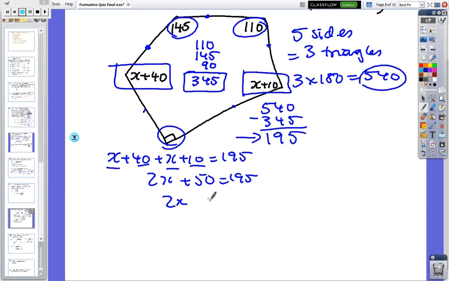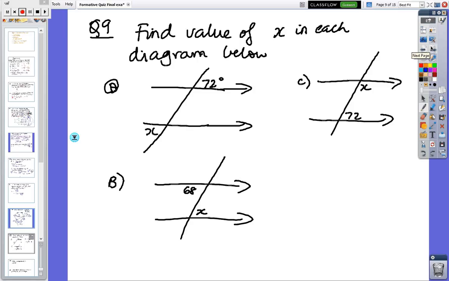So 2X equals 145. Subtract 50 from both sides and then just divide through. So it's 72.5 degrees. Okay, so just a little bit of geometry again. This is going to help you with your, perhaps help you with your congruency things. Okay, just parallel lines, have a go when you're ready.